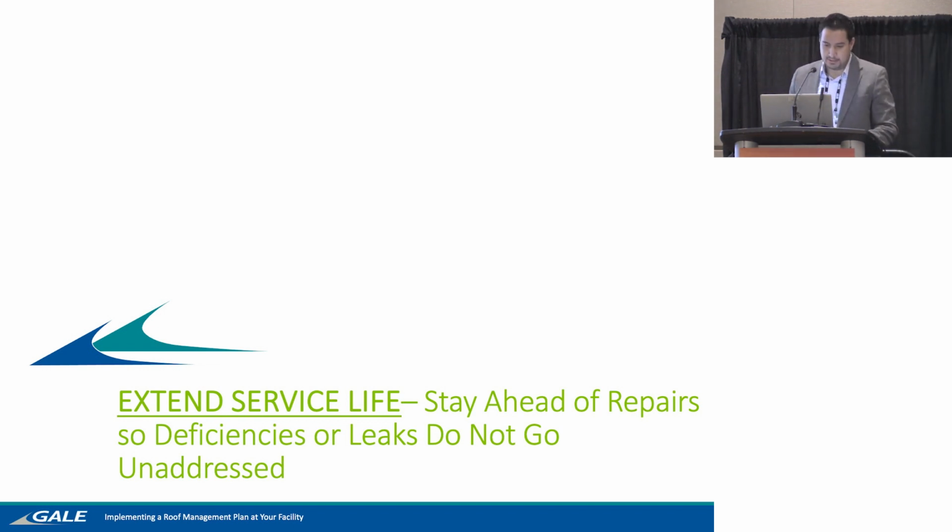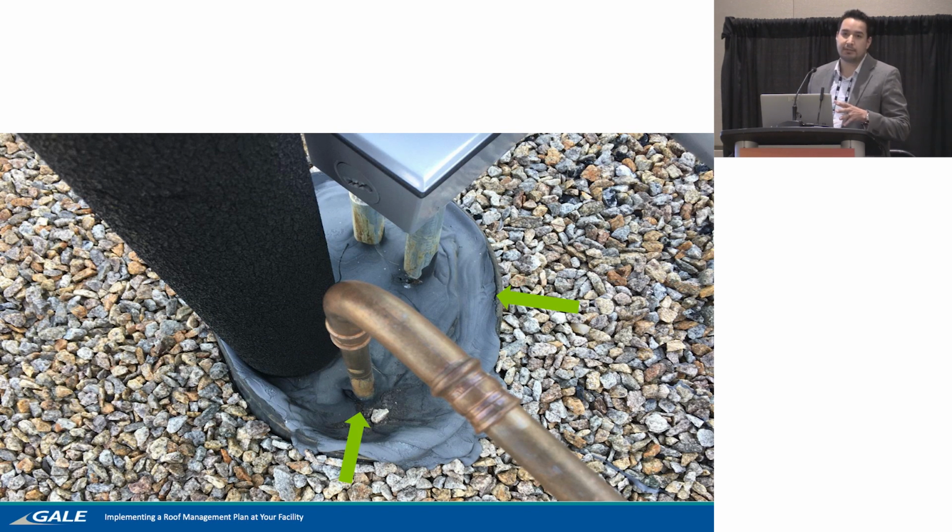Let's talk about extending service life, staying ahead of repairs so deficiencies or leaks do not go unaddressed. We put this slide in here because it's a very, very common detail that we see, especially during roof replacement, or sometimes some of these are coming up new. Some manufacturers still use this. We do not. The idea behind this is one large penetration going through the roof. You have multiple penetrations going through that, and then you put a pourable sealer in there and everything is nice and tight. It's a great idea. It doesn't really work.